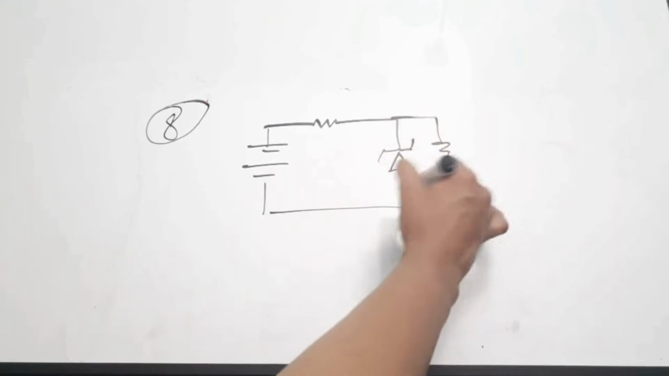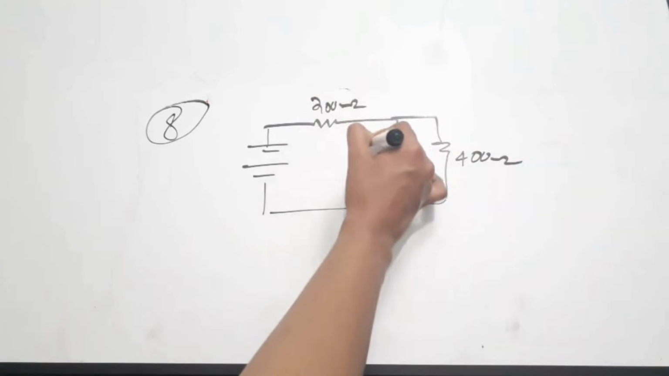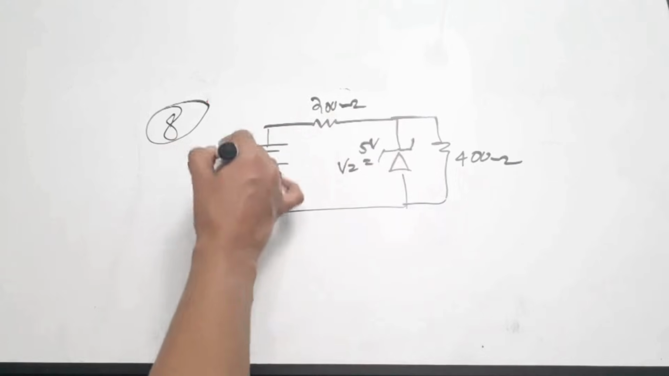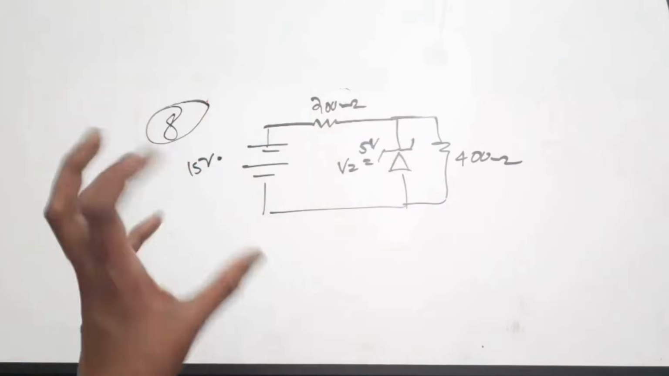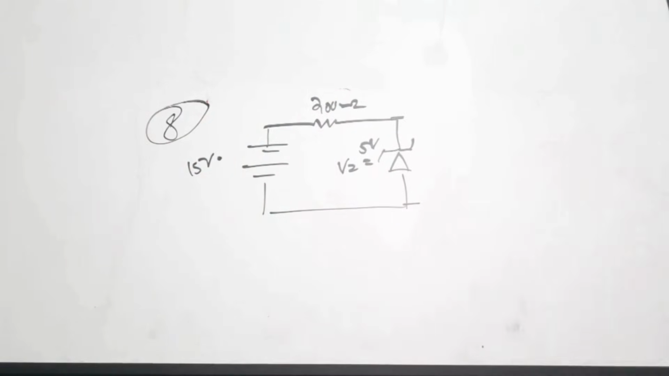And there is a load of 400 ohms. This is 200. This is a 5 volt Zener, that is VZ is equal to 5 volt. And this is 15 volt. Now you need to find the power rating. How to find the power rating of a circuit is by removing the load. So you have to remove this load for finding the power rating.